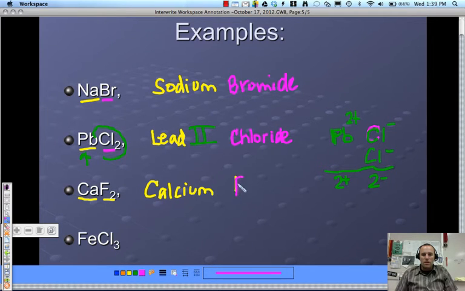Fluoride. Remember, it's fluoride. So fluorine becomes fluoride, no Roman numeral necessary. You're done.